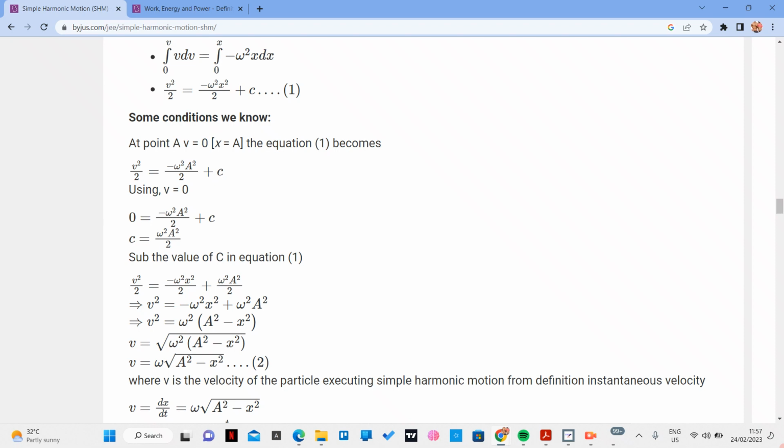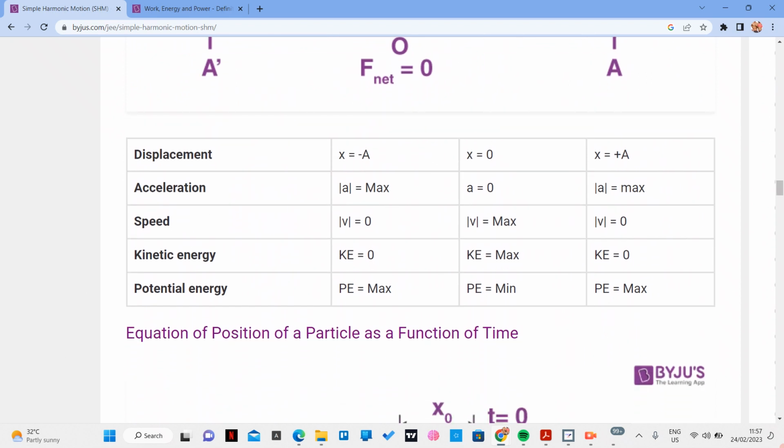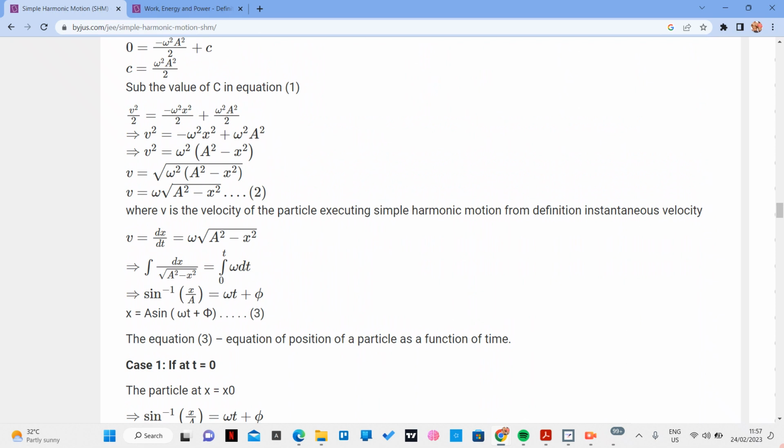Look at your Vmax. What is Vmax? You already know the relationship in this table: when v is maximum, that means your x is 0. So you come back to this formula and you have v equals omega root a square minus 0 square. So you are going to have your Vmax equal to omega a. Take note of all those.